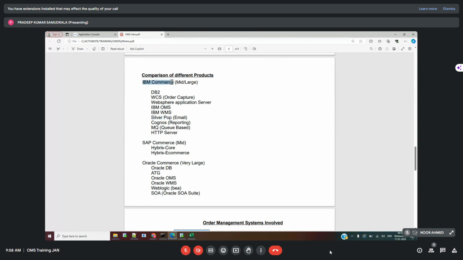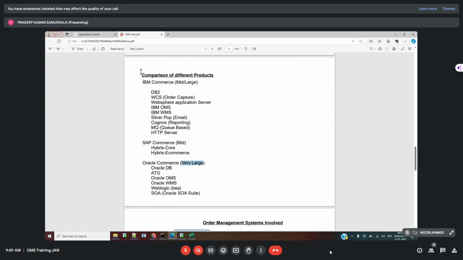IBM is used by mid or large size organizations, and SAP also provides e-commerce solutions like order management system, WMS, and order capture system. So even SAP has all these products or services available, but it would be majorly used by mid-sized clients or customers. Oracle also provides services like Oracle DB for database, ATG as their order capture system, Oracle OMS, Oracle WMS, WebLogic as the application server, and Oracle SQL suite. This particular Oracle is basically used by very large customers in the market.